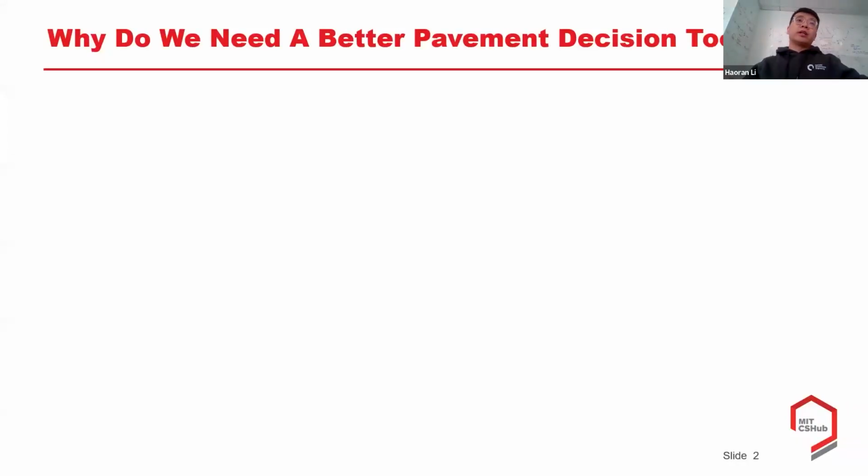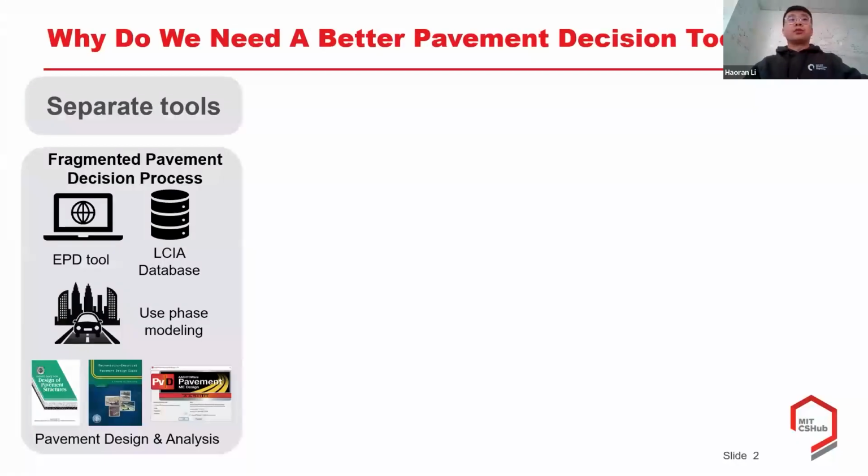We'll start with why we need a better pavement decision tool. For existing tools, we have observed that when we're trying to do LCA and LCCA, we need an EPD tool, an LCA database online, and a practical use phase model to capture the use phase impact of the pavement LCA. Also, for the pavement design, we need a standardized AASHTO 93 or AASHTO mechanistic-empirical pavement design guide, which you can call AASHTOWare Pavement ME software, to do the long-term pavement performance predictions and design.